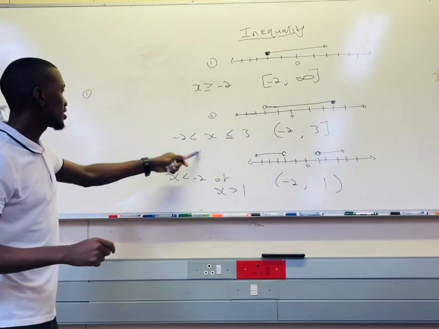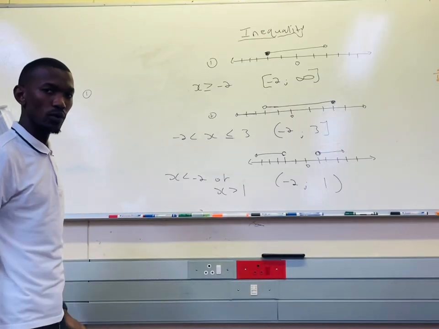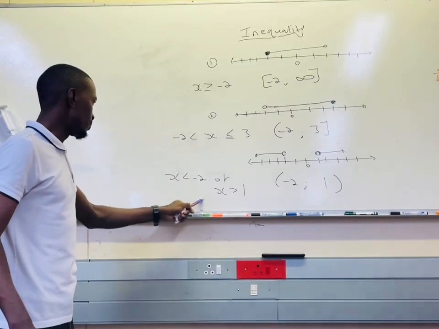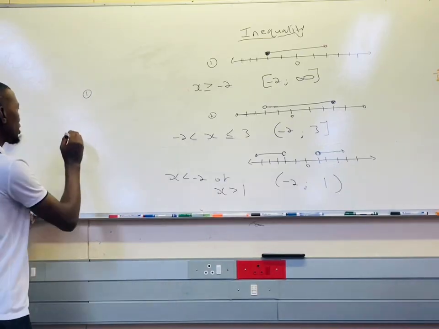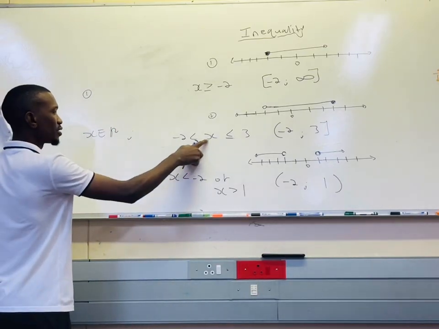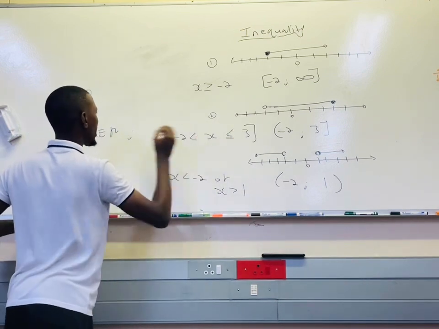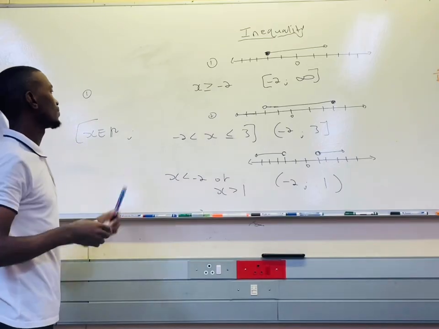So this is the statement. These are the statements you can actually say. X is an element of all real numbers, and x is greater than negative 2 but less than or equal to 3. That is how you say it using set builder notation.